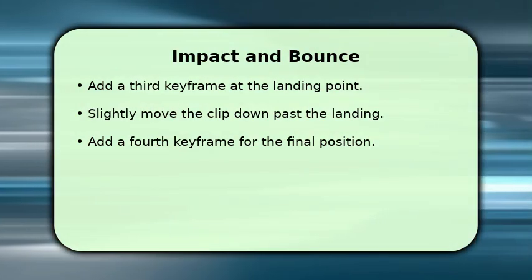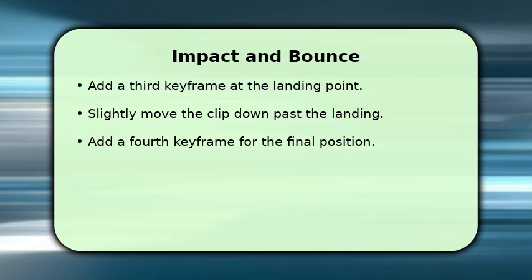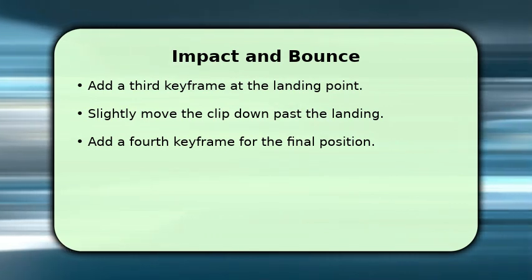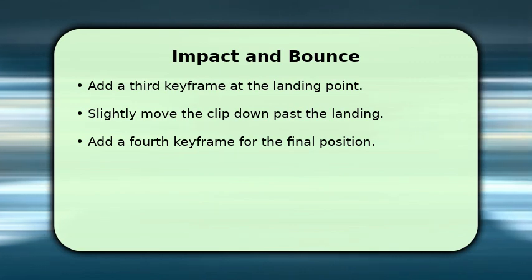For the impact, move a few more frames forward and add a third keyframe. At this point, drag the overlay clip slightly below its final resting position, simulating a slight bounce. Then, advance just a couple of frames and add a fourth keyframe, bringing the clip back to its exact desired landing spot. This creates a realistic, subtle bounce effect upon impact.